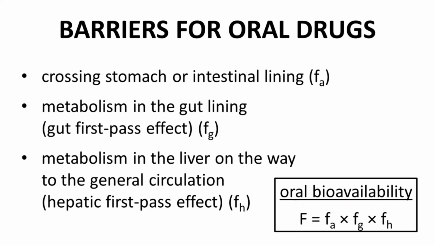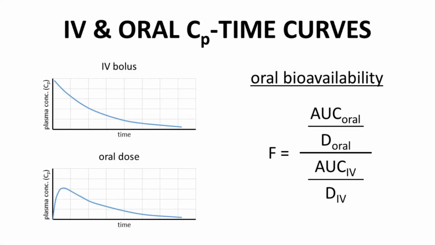The problem with calculating oral bioavailability in this manner is that you rarely know the value of Fa, Fg, and Fh. Fortunately, there is another way to calculate oral bioavailability. Here are two CP time curves. The top is IV administration, the bottom is oral. Both are for the same drug and the same dose of the drug.